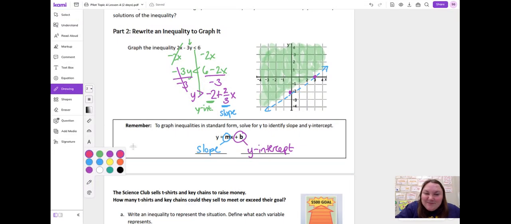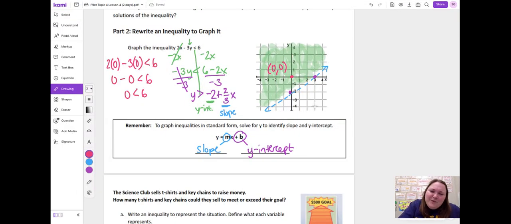Just to give you an example, this point's really easy. This point right here, 0, 0 is shaded. That means 0, 0 should be a solution. And notice if I put 0, 0 into the inequality, 0 minus 0 is 0, and 0 is less than 6. That's true, and so it's a solution. If you put any point over here in the not shaded area or any point on our dotted line, those would not be true. Those would not be solutions.